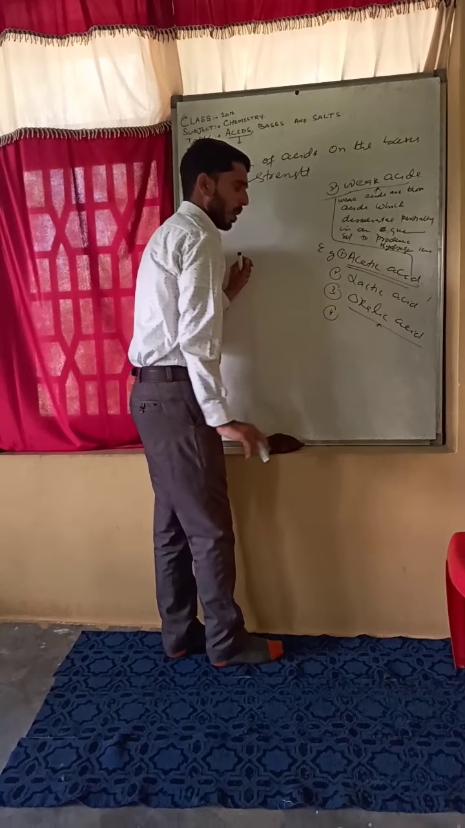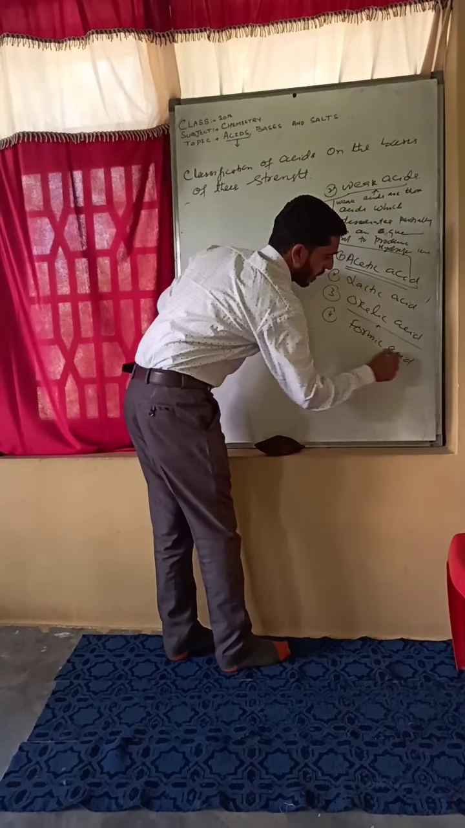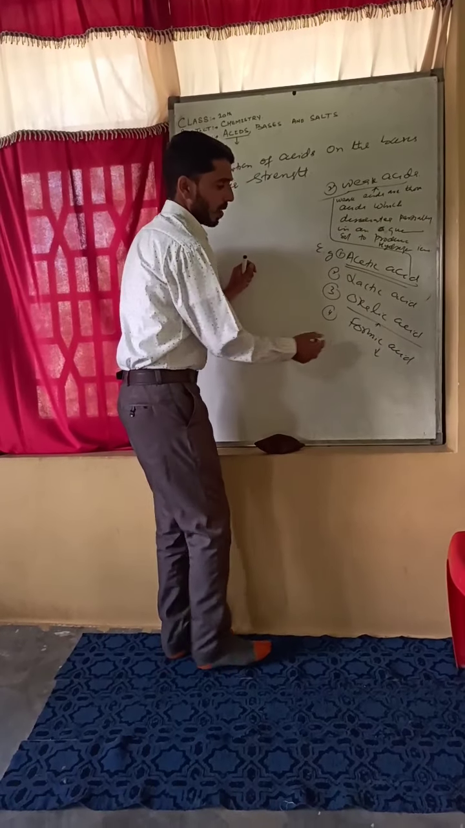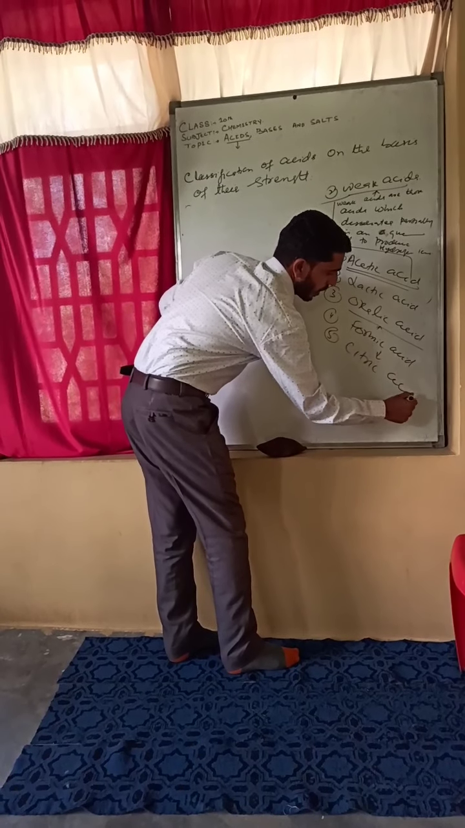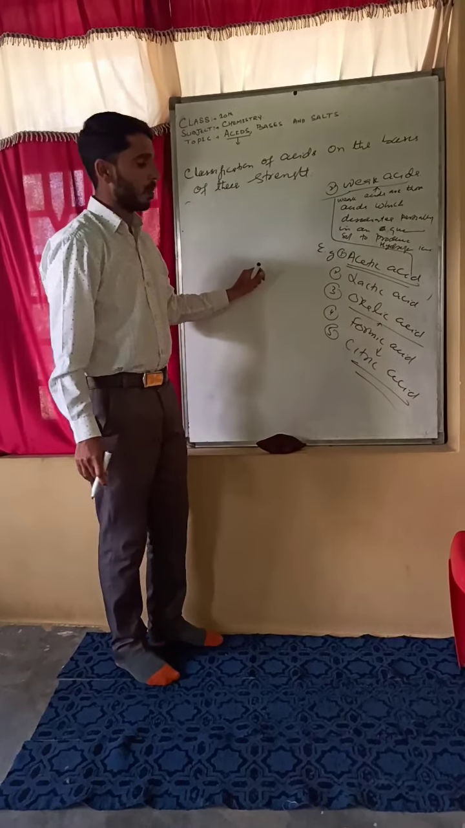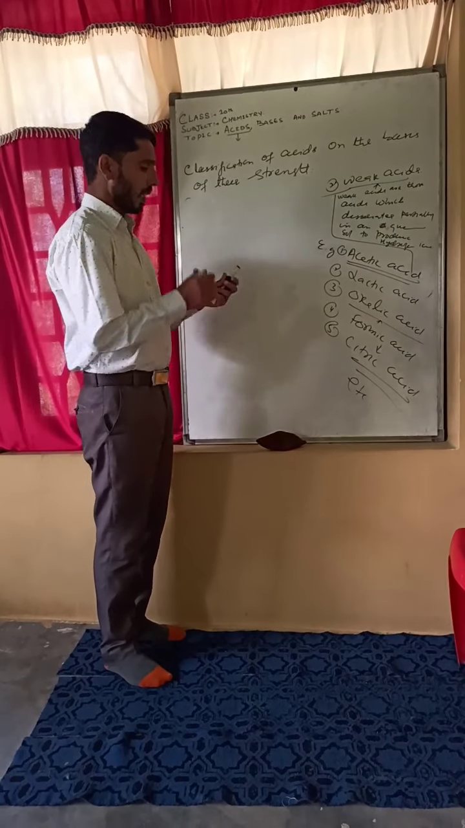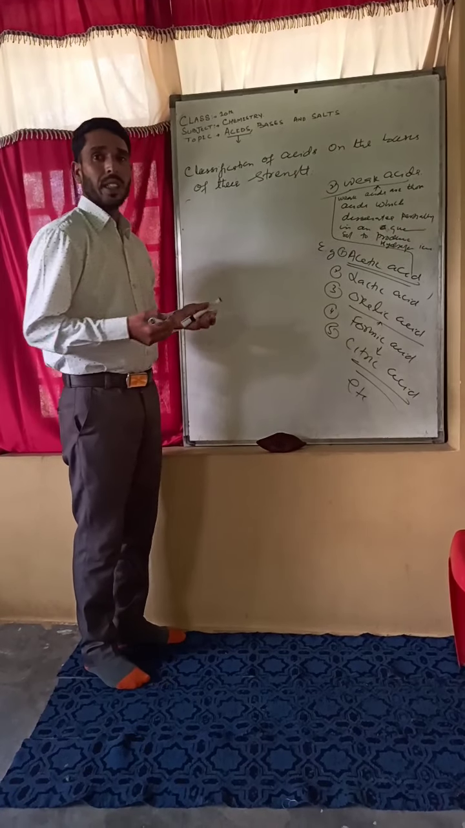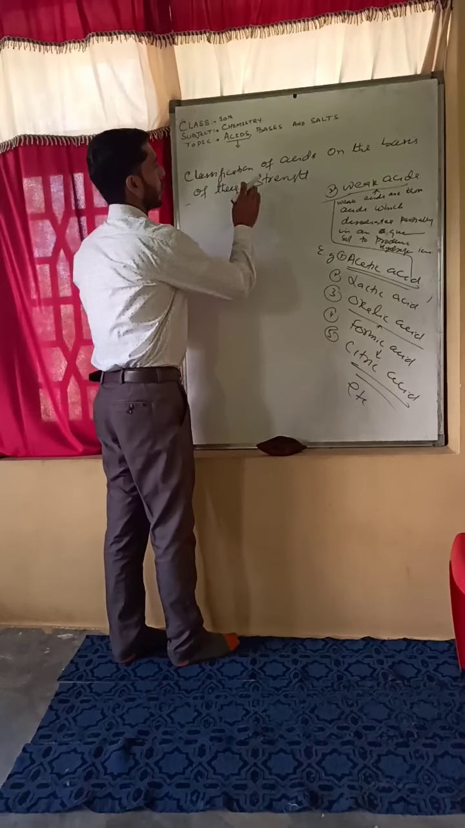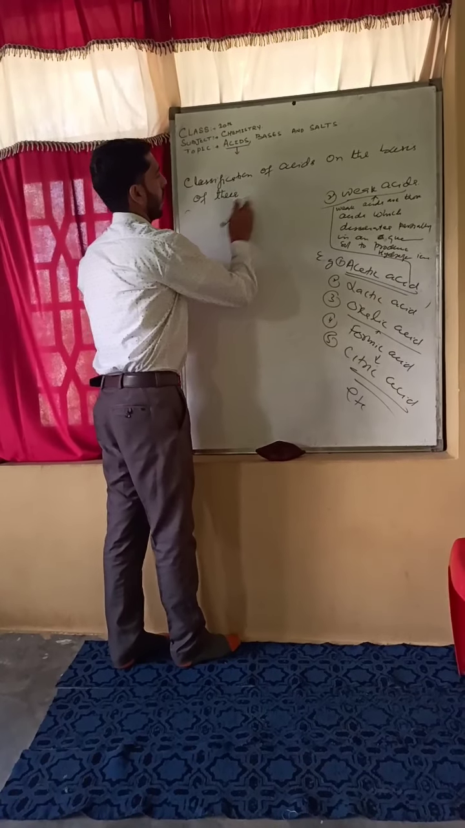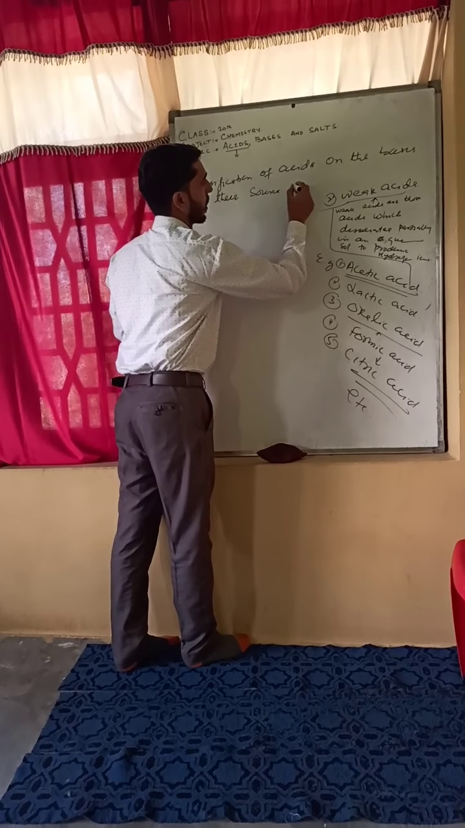Then we have one more important, that is formic acid. We get this from ants. It is also a weak acid. Then we have citric acid. It is also a weak acid. We get it from lemon or orange, etc. These are some weak acids and strong acids. Now we will discuss further the classification of acids on the basis of their origin or source.